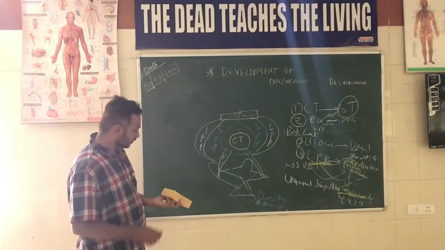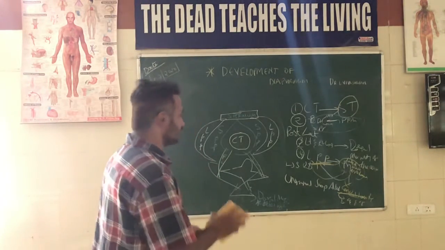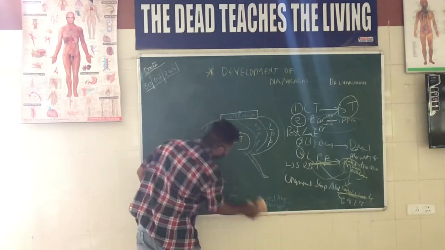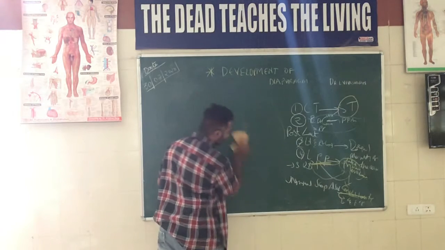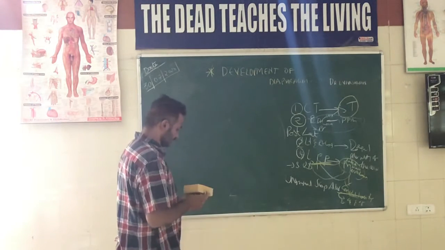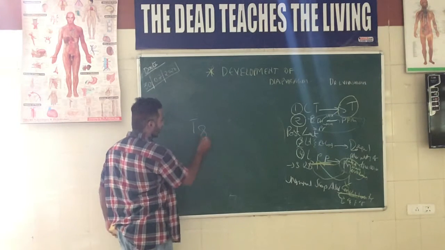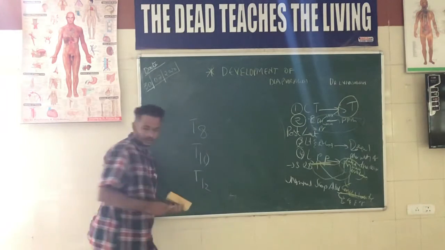Now we'll try to study a little bit about the openings inside the diaphragm. That's important, not only from the gross anatomy but also from the embryological point of view. The openings inside the diaphragm are of quite importance. So we have different openings. Major openings we have at T8 level, T10 level, and one more at T12 level.